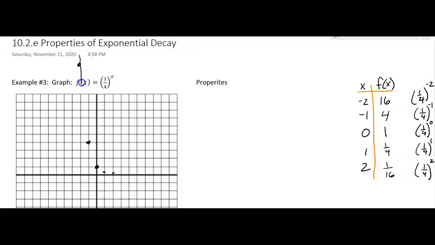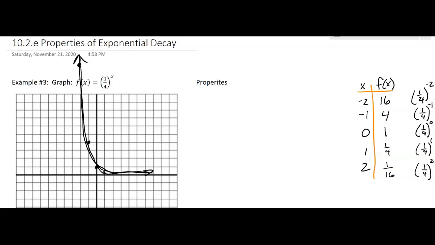So it's going this way. It's said to be decreasing. It's going to approach the x-axis. I didn't draw it very well, but it looks something like that. Okay, so it's decreasing very quickly.